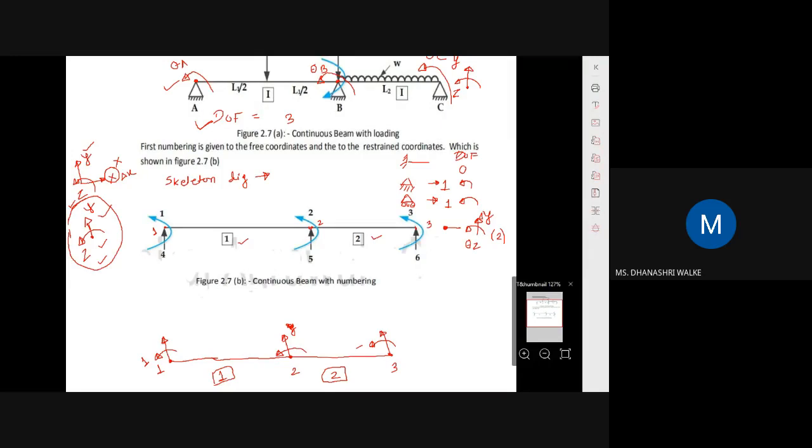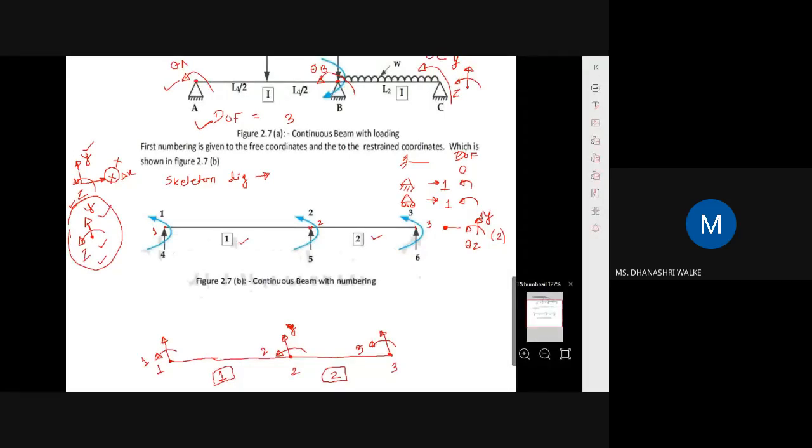At node 2, again in the z direction, there is a rotational displacement theta b. So that we are considering, we are giving 2. Okay, and at node 3, again in the z direction, there is a rotational displacement theta c. So that we are denoting with the code of 3. Okay, so first we are assigning a coding to the free and then to the restraint. Okay, but you have to complete this y z y z y z.